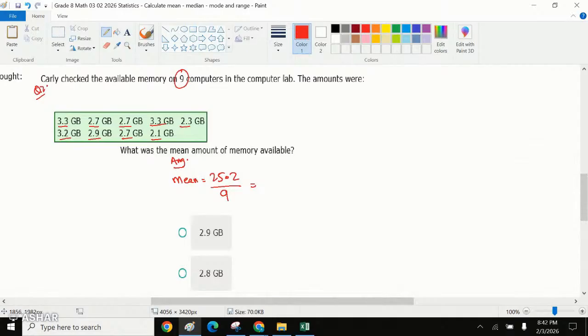So the answer for the mean should be, see, when we add all these numbers together, the total comes out to be 25.2, right? When there were 9 computers over here. So the total I did for you, when divided by 9, 25.2 divided by 9 would be equal to 2.8. And option number 2 was the correct answer, right?